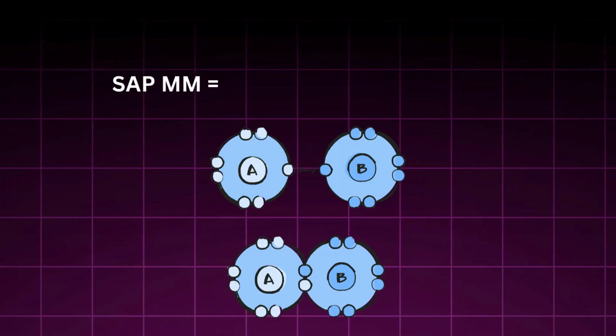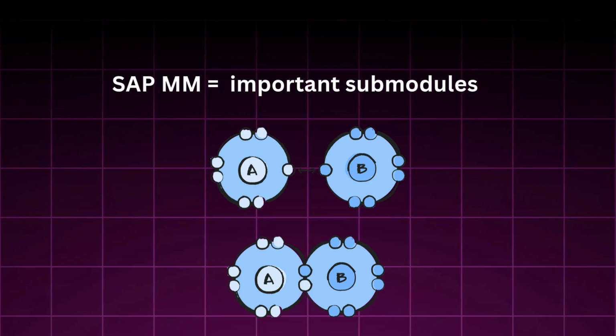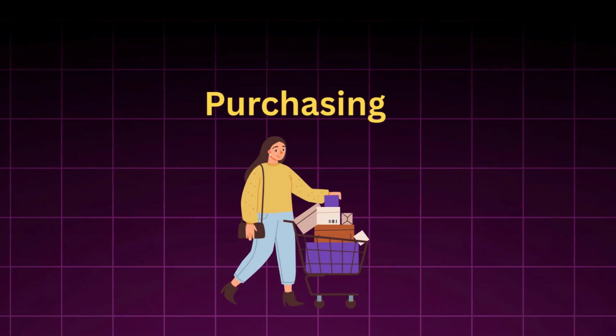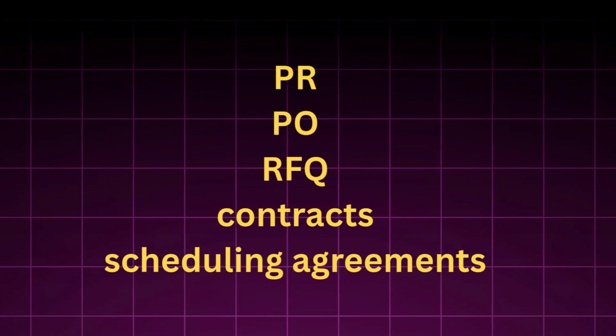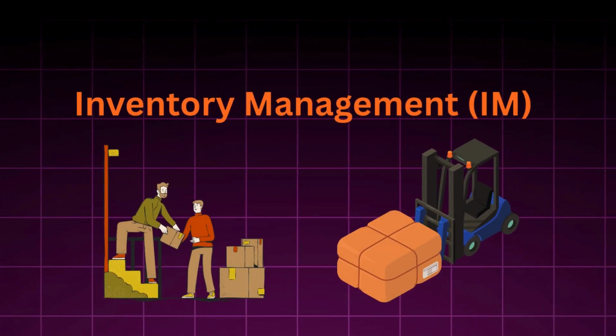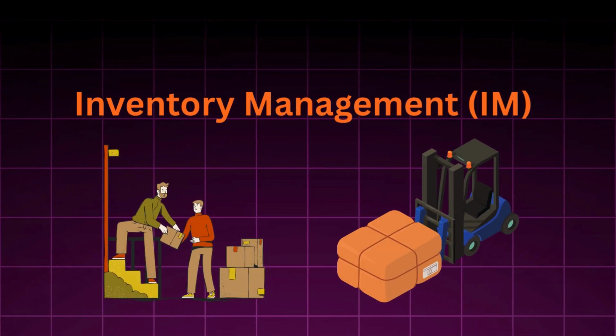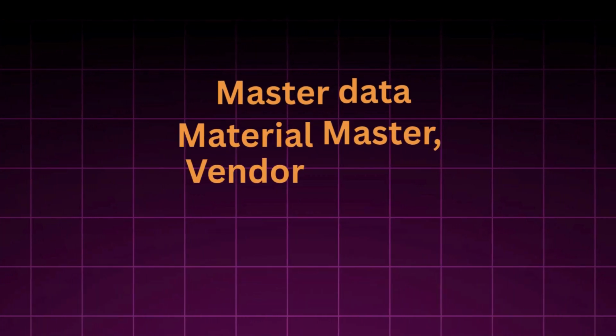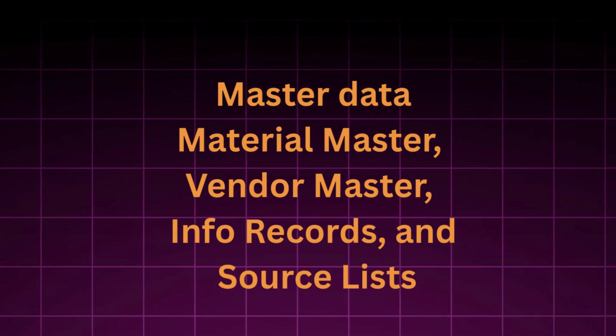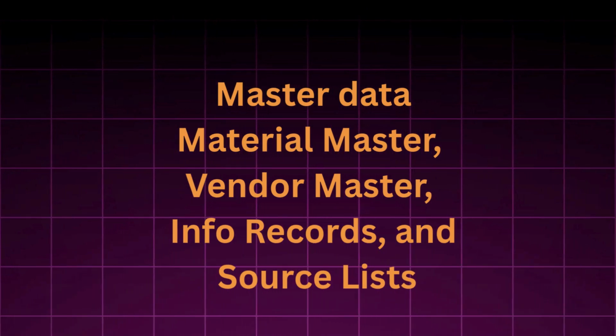SAP MM mainly includes five important submodules. First is purchasing, where we create purchase requisition, purchase order, contracts, and scheduling agreements. Second is inventory management, which handles stock movements such as goods receipt, goods issue, and stock transfer. Third is master data, where we maintain material master, vendor master, info record, and source list.